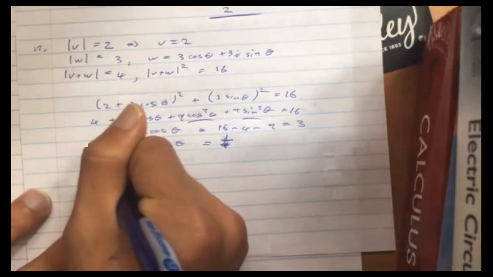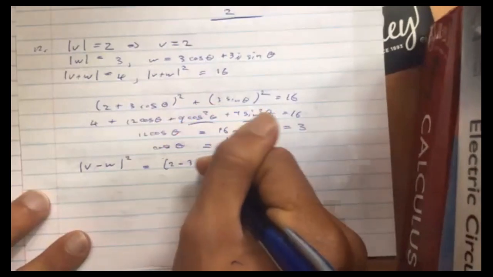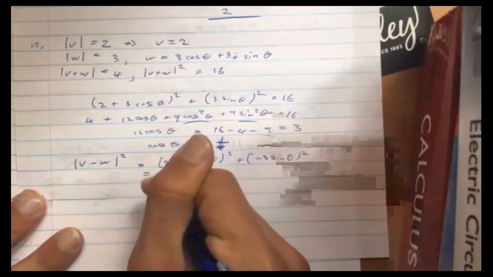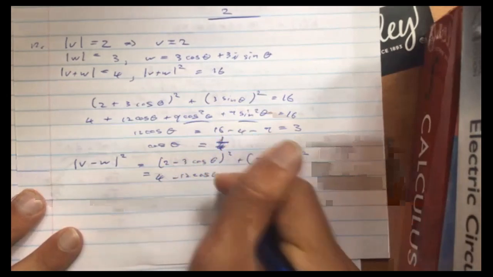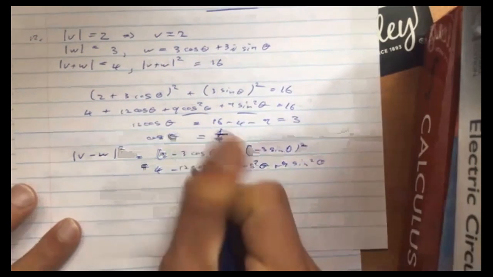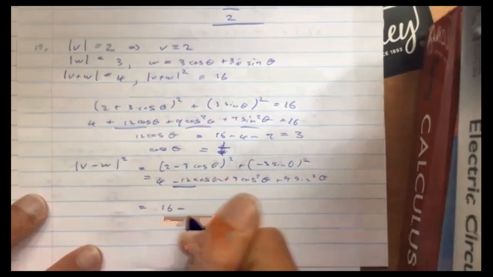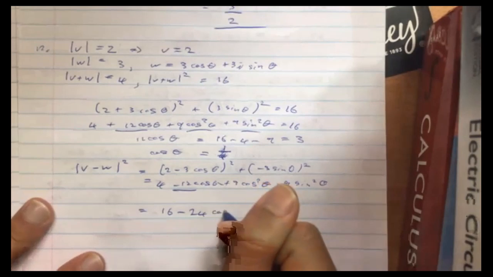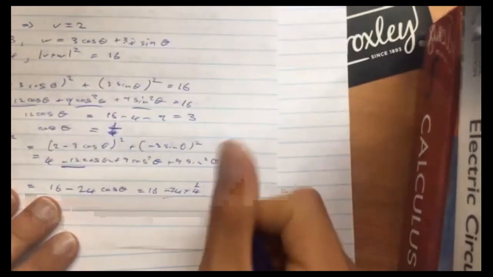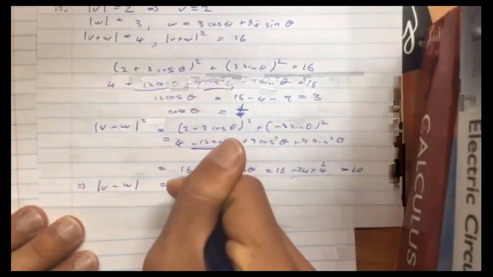We want to find v minus w's magnitude. So the square of that is just (2 minus 3 cos theta) squared plus (minus 3 sine theta) squared, and we'll get almost exactly the same expression, plus 9 cos squared theta plus 9 sine squared theta. The only difference is this is a minus where it was a plus before. So we can rewrite this as 16 minus 24 times cos theta, which is 16 minus 24 times 1 over 4. And this is 6, so we end up with 10. And therefore, the magnitude of the difference is the square root of 10.